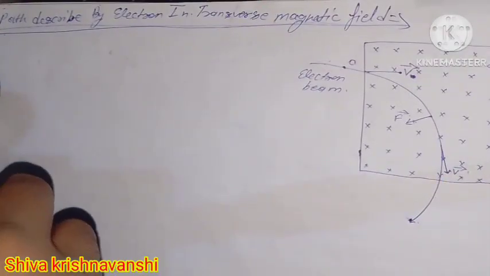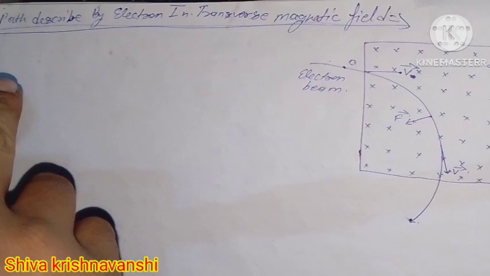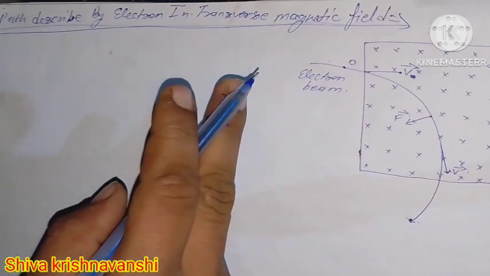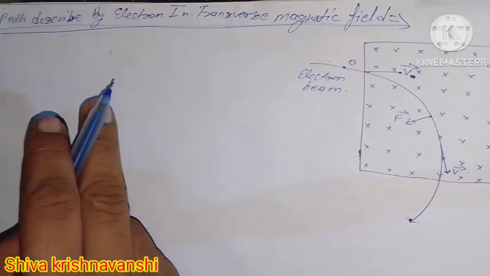Path described by electron in transverse magnetic field.